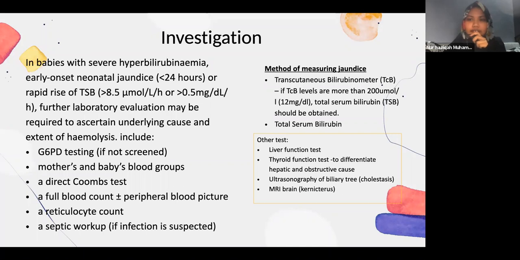Other tests can be done if other causes of disease are suspected, such as liver function test for any liver pathology, thyroid function test if there is a thyroid problem, and ultrasound of the biliary tree to identify if there is any cholestasis or biliary tract problem.